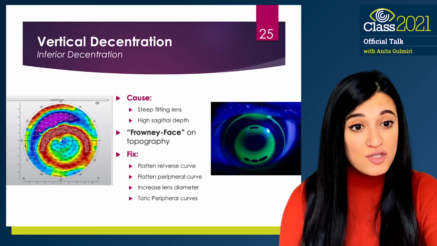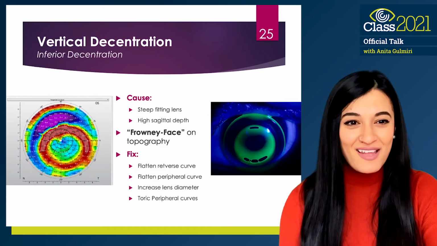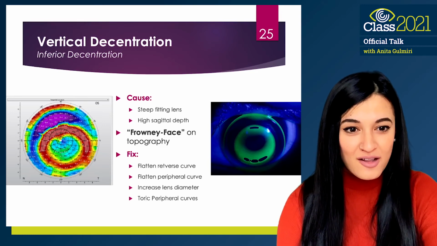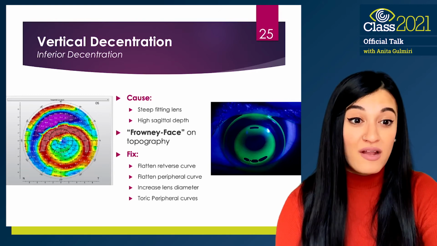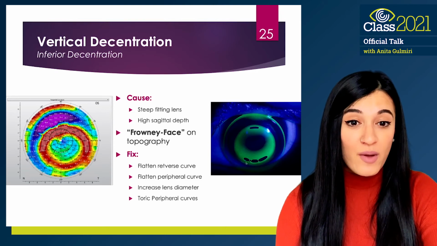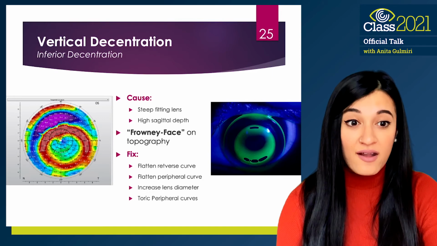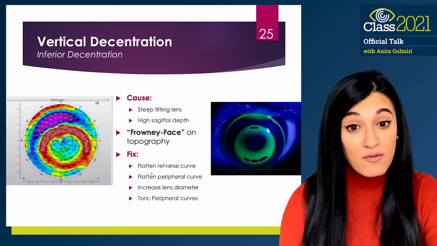The opposite to the superior decentration is inferior decentration, and the opposite to the smiley face pattern is a frowny face pattern that you see in inferior decentered lenses. And in these cases, the steeper the lens, the more inferior the lens is going to decenter. On fluorescein patterns, you might see bubbles trapped within the reverse curve as well, again indicating that that area is too steep. In order to fix this, we want to flatten the reverse curve or decrease the sagittal height.